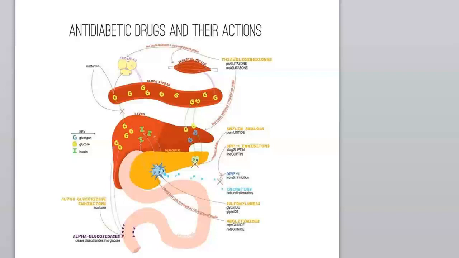All right, and then our last classification is your biguanide. And this is probably one of the most common and most familiar anti-diabetic meds from this classification, and you might know it as metformin or glucophage.